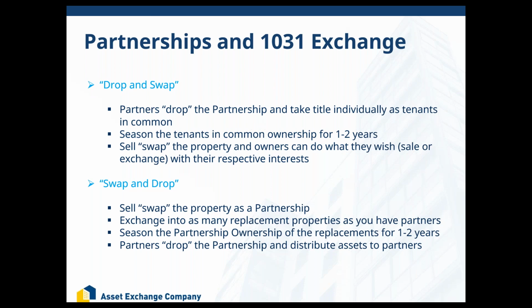Now, the opposite of a drop and swap is referred to as a swap and drop. It can work something like this. Again, we have that three-member partnership that owns the real property. The swap portion works like this: the partnership itself will do a 1031 exchange and defer the partnership's taxes. But the replacement property the partnership buys, instead of one replacement property, the partnership will go out and buy three replacement properties. Why three? Because we have three partners, and the thinking is each partner is going to have a say in which property gets purchased.